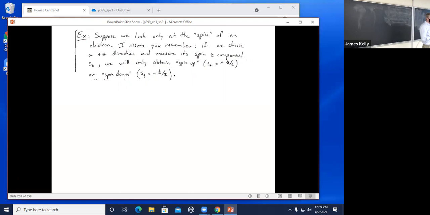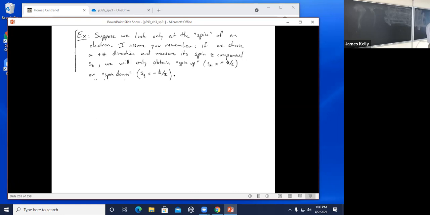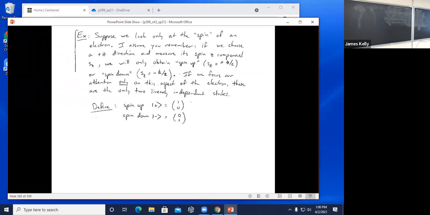So this sounds like a 2-dimensional vector space, right? We've got 2 different states, and quantum mechanically, of course, the electron could be in a linear combination of those, right? It can't just be in one or the other. Maybe it could be in 1/√2 times spin up plus 1/√2 times spin down. So weird stuff happens in quantum mechanics.